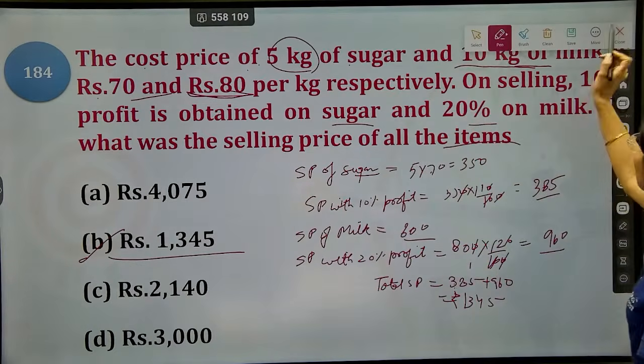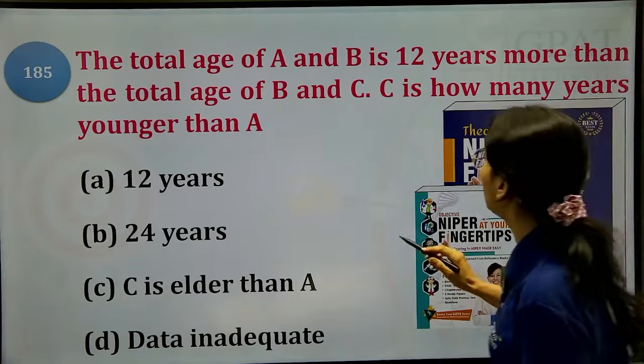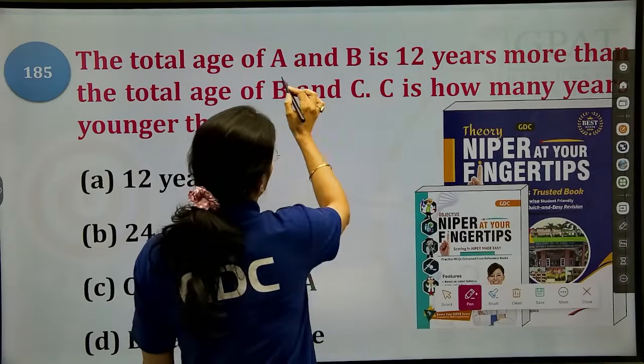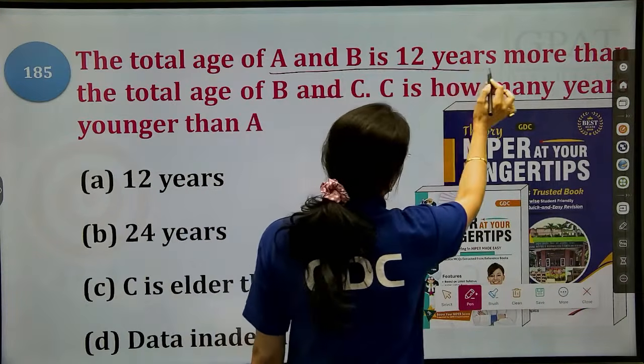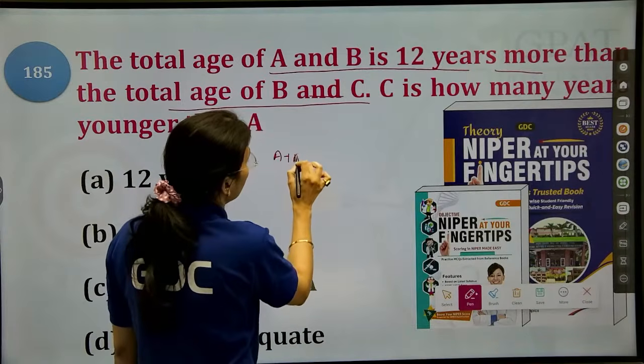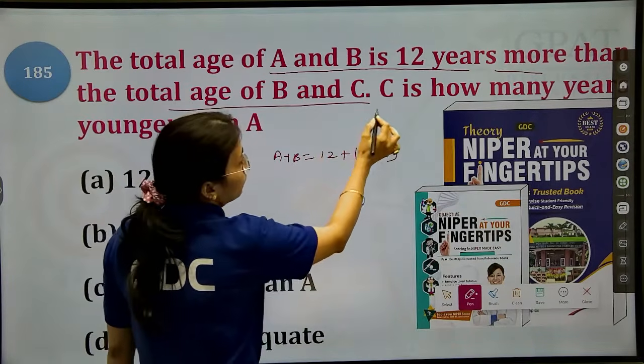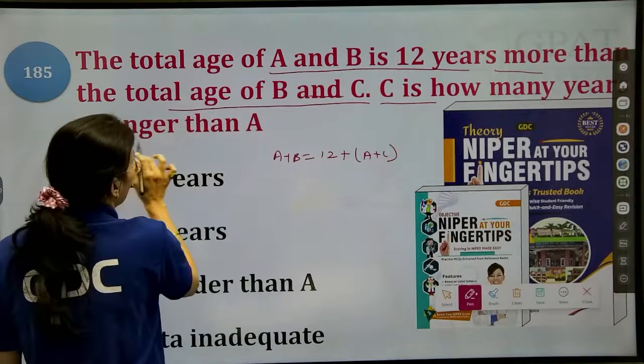Now move to the next question, that is question number 185. The total age of A and B is 12 years more than the total age of B and C. That is A plus B is 12 more than B plus C. So C is how many years younger than A?